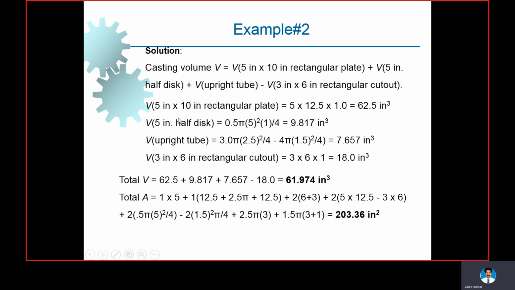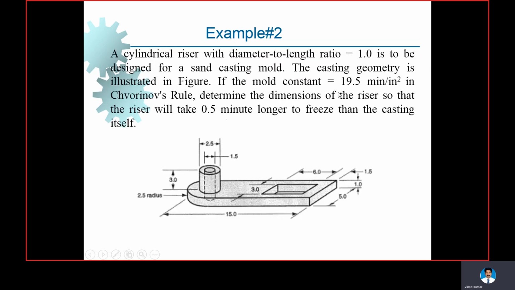So the casting volume, how to calculate? First, the volume of the rectangular plate plus the volume of the half disc plus the volume of the upright tube minus the volume of the rectangular cutout. How do we calculate it? I will explain. So let us take from here.